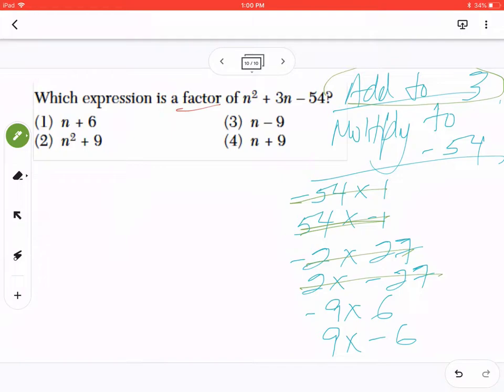Negative 9 plus 6 would be a negative 3, which is out because we want it to be a positive 3 sum. And 9 plus a negative 6 is the same as 9 minus 6, which is 3, positive 3. So therefore the pair that we're looking for is n plus 9 and n minus 6.